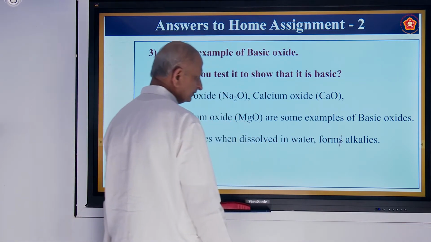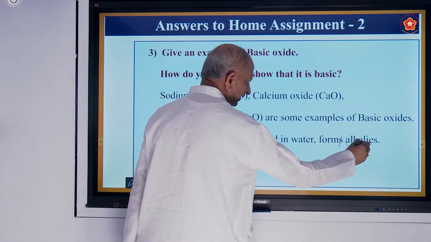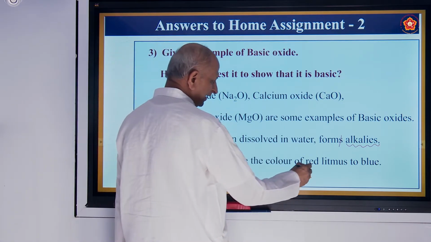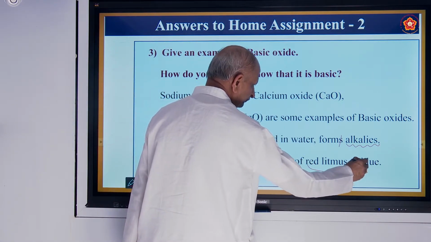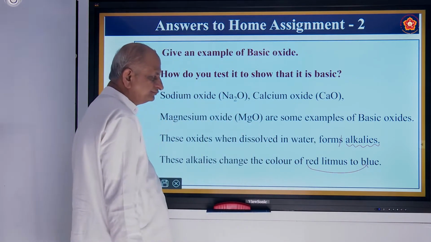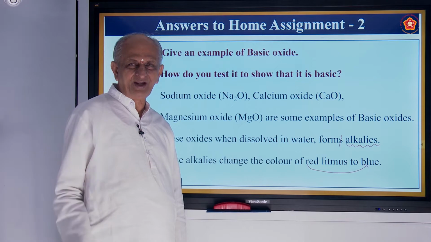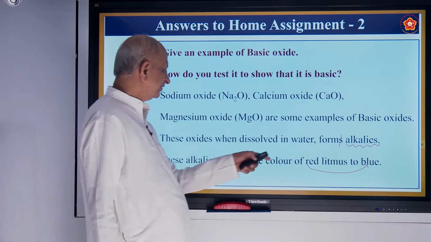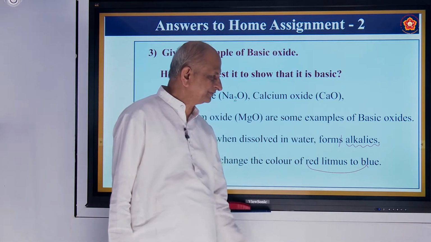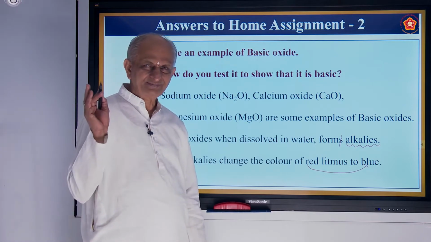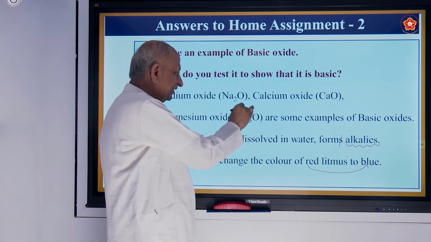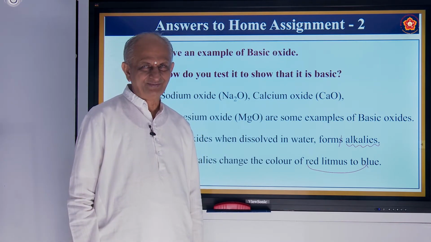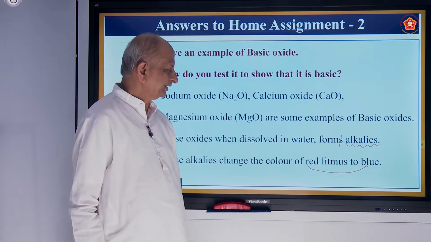So they form alkalis. Look at the word alkali, A-L-K-A-L-I-E-S. These alkalis change the color of red litmus to blue. They are changing color. Suppose blue becomes red, what do you call it? Acidic oxide, correct? These are called basic oxides because they are nothing but metallic oxides. Don't think that only 3 are there. There are so many, more than 50 oxides you can have. Potassium oxide, calcium oxide you can have.